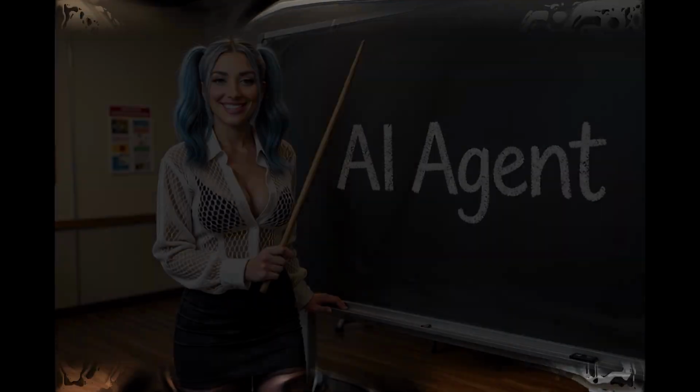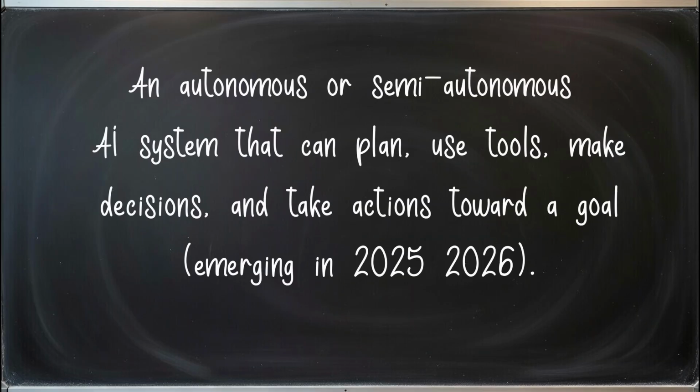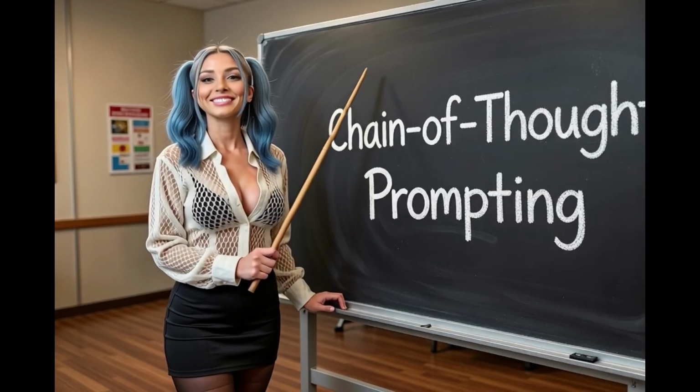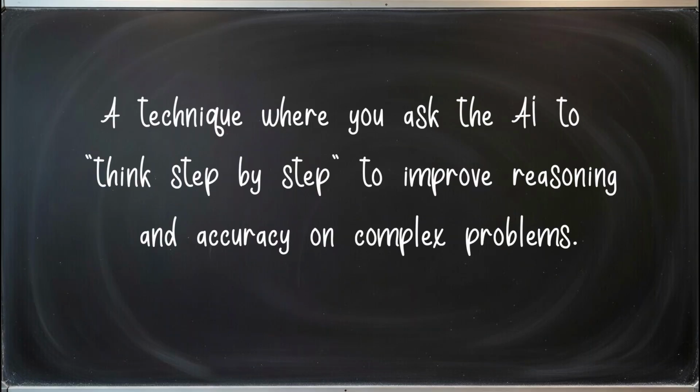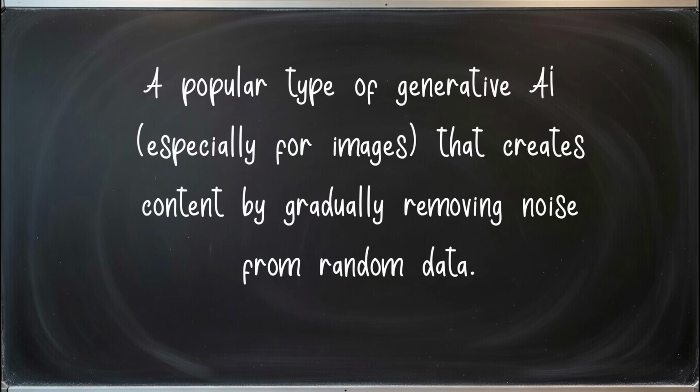AI Agent. An autonomous or semi-autonomous AI system that can plan, use tools, make decisions, and take actions toward a goal, emerging in 2025 to 2026. Chain of thought prompting. A technique where you ask the AI to think step by step to improve reasoning and accuracy on complex problems. Diffusion Model. A popular type of generative AI, especially for images, that creates content by gradually removing noise from random data.